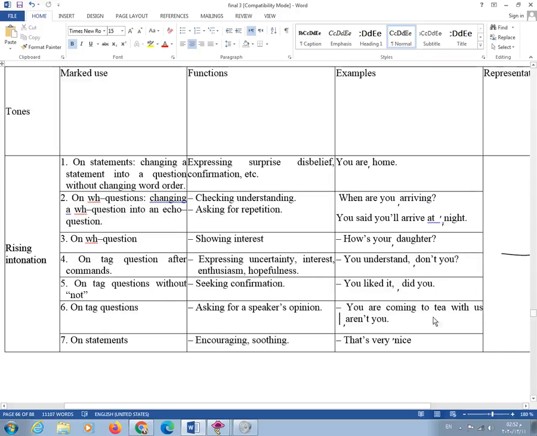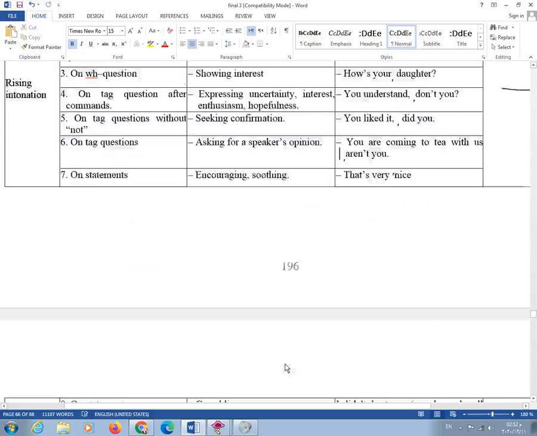Okay. On statements, this is also one of the functions: we use this on statements to express that the speaker is encouraging or soothing. That's very nice. You know, encouraging. Oh, grumbling. Yeah, very important.